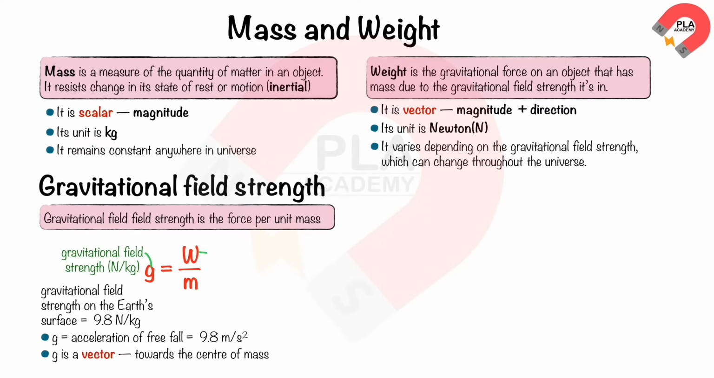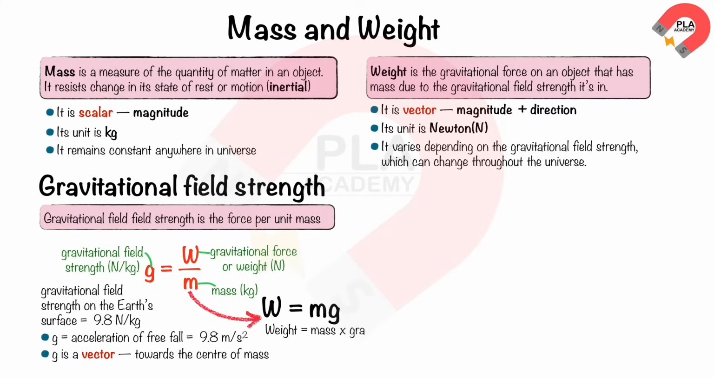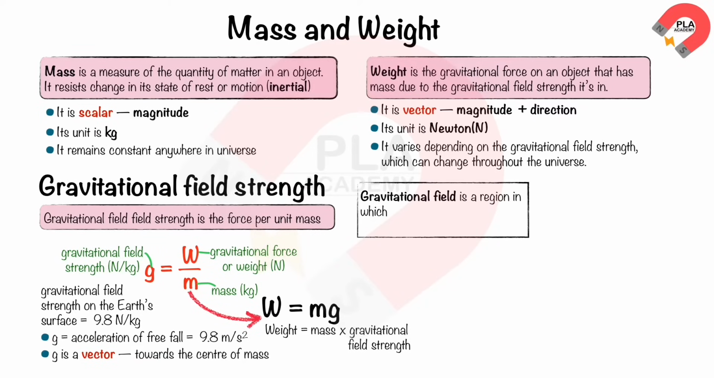W is a gravitational force, or weight, in Newton. m is a mass in kilogram. We can rewrite this equation to find weight as W equals m multiplied by g. Gravitational field is a region in which a mass experiences a force due to gravitational attraction.